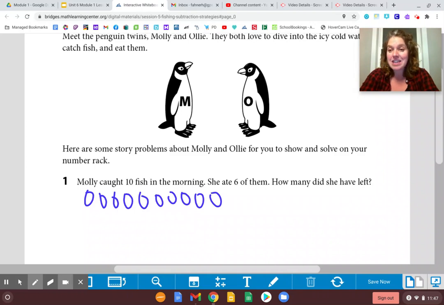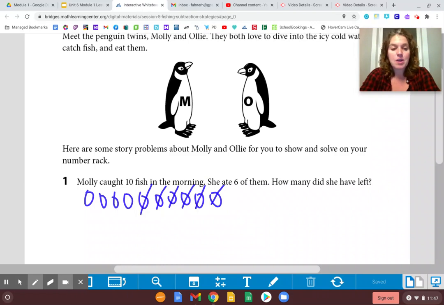Molly caught 10 fish in the morning. She ate 6 of them. She was hungry. So are we adding 6 or are we taking those 6 away? We're going to take those 6 away. So I'm going to cross off the ones she ate. So she ate 1, 2, 3, 4, 5, 6. Then it says, how many did she have left?